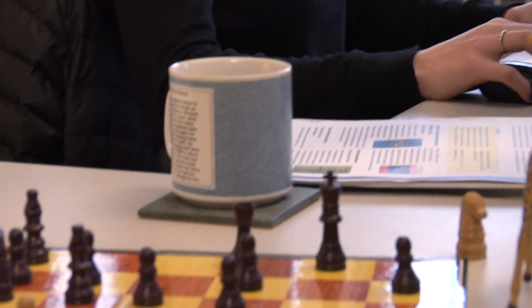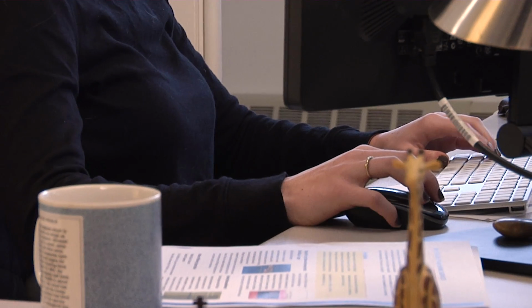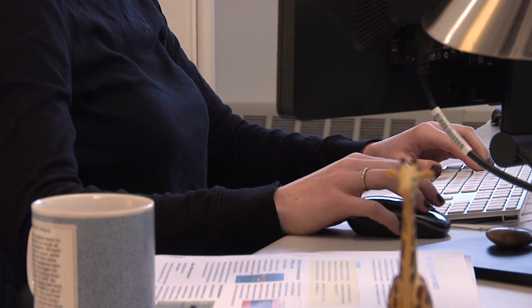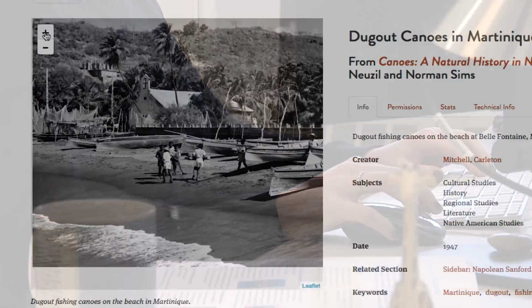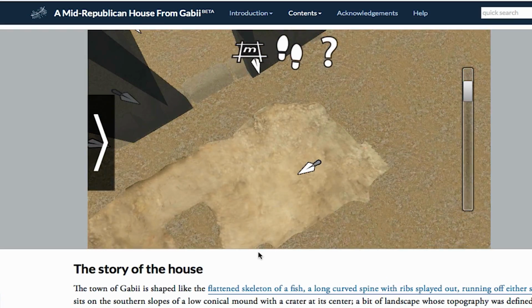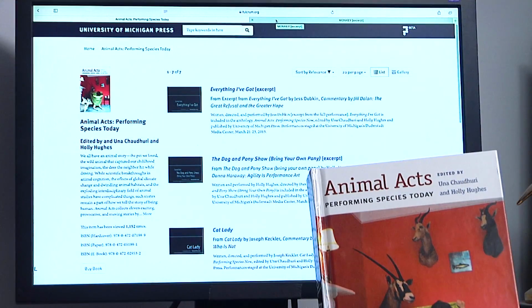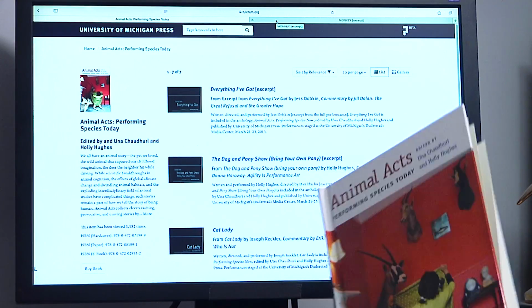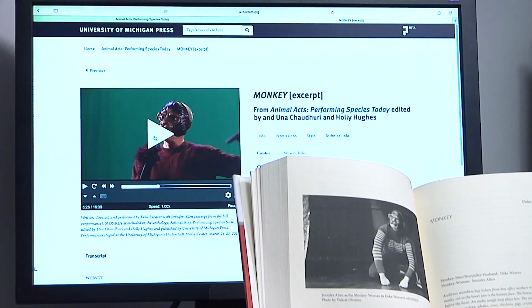Here's a puzzle. While your author is writing their book, they're also creating valuable archives of digital data. High-res images, video, audio, even 3D. Why are you forcing them to strip away the richness of these materials at the point of publication?